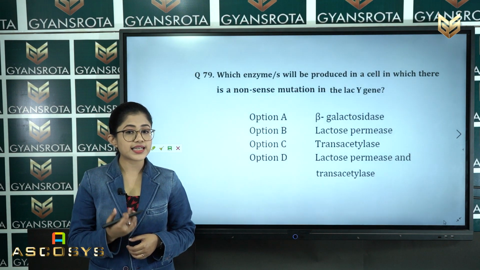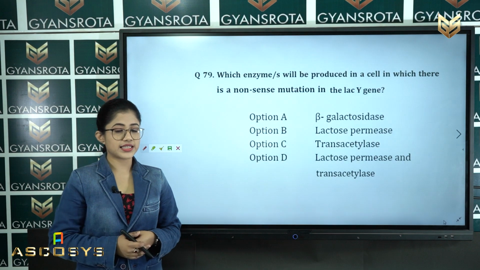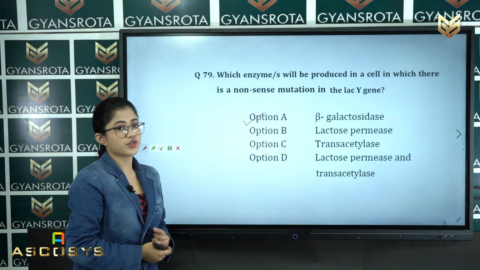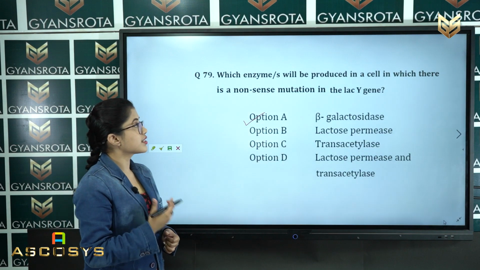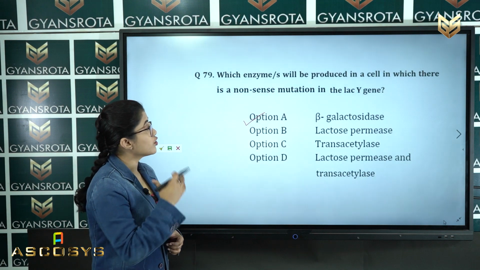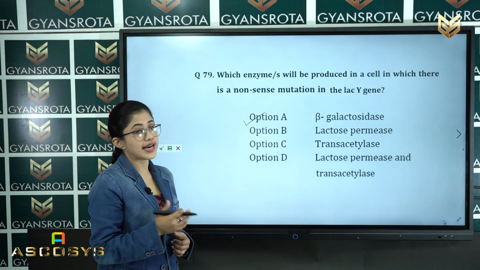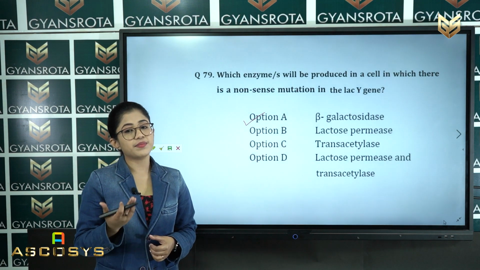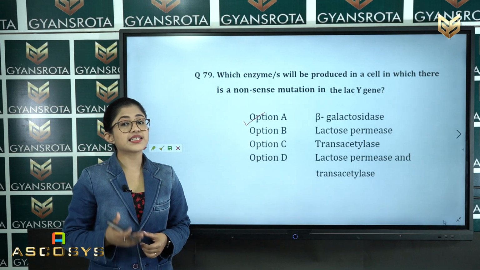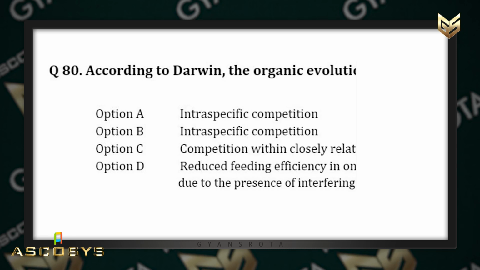So, what is the correct answer? The correct answer is option number A, that is beta galactosidase. So, in this question they have asked the enzyme which will be produced in a cell in which there is a nonsense mutation in the lac Y gene, and it is the beta galactosidase. This is the enzyme. Now, let us see the next question, that is question number 80.